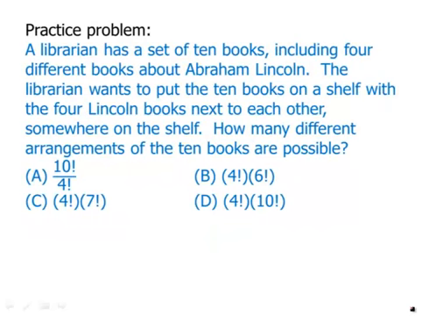Here's another practice problem. Pause the video for a minute, then we'll talk about this. A librarian has a set of 10 books, including 4 different books about Abraham Lincoln. The librarian wants to put the 10 books on a shelf with the 4 Lincoln books next to each other somewhere on the shelf. How many different possible arrangements of the 10 books are possible? This is a hard question.